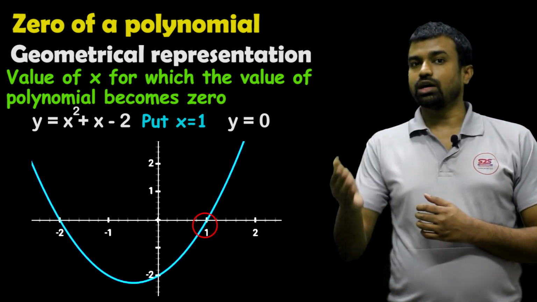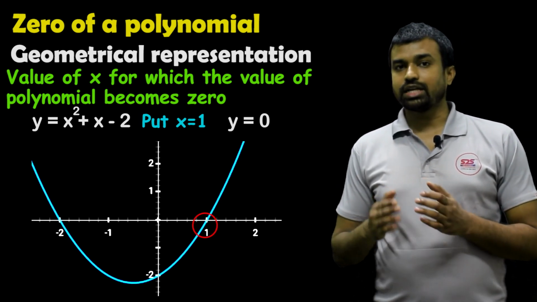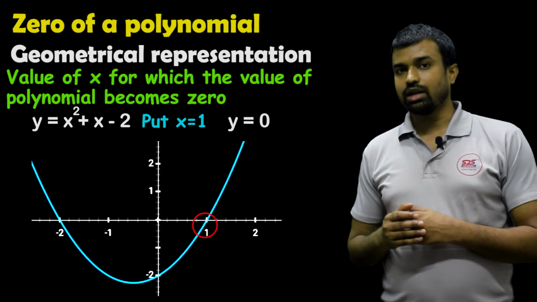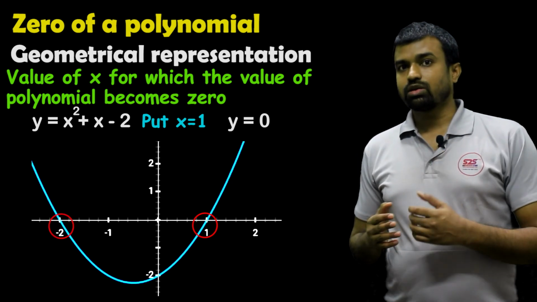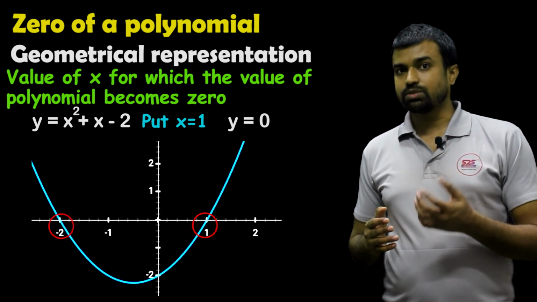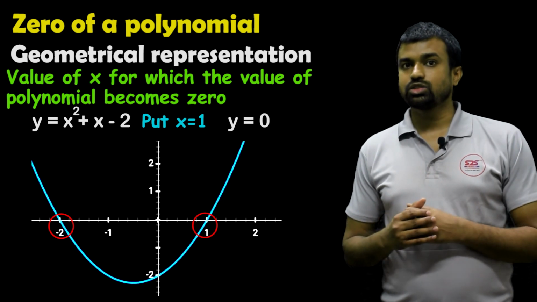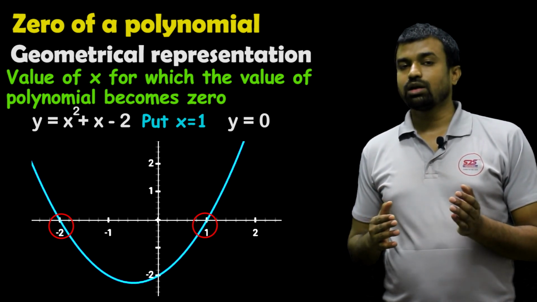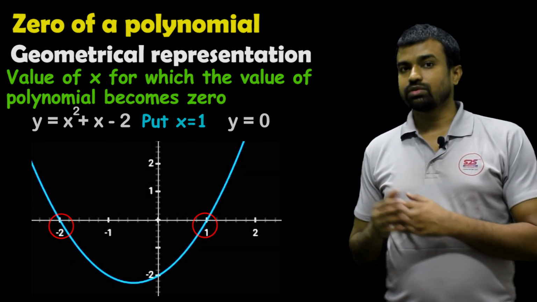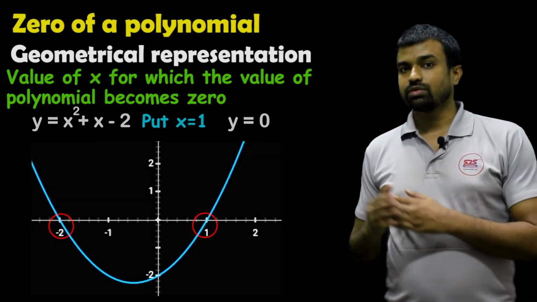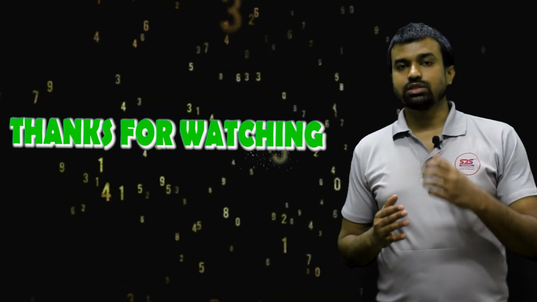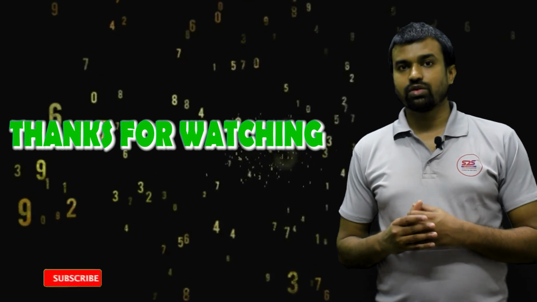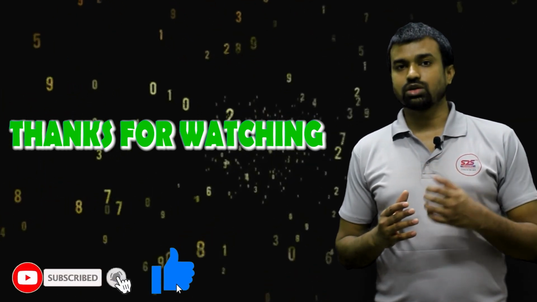In other words, if we draw the graph of any polynomial and it is cutting the x-axis 2 times, it means the number of zeros for that polynomial is 2. If the graph cuts the x-axis at 3 points, it means the number of zeros is 3. So this was the geometrical representation of zeros of polynomials.